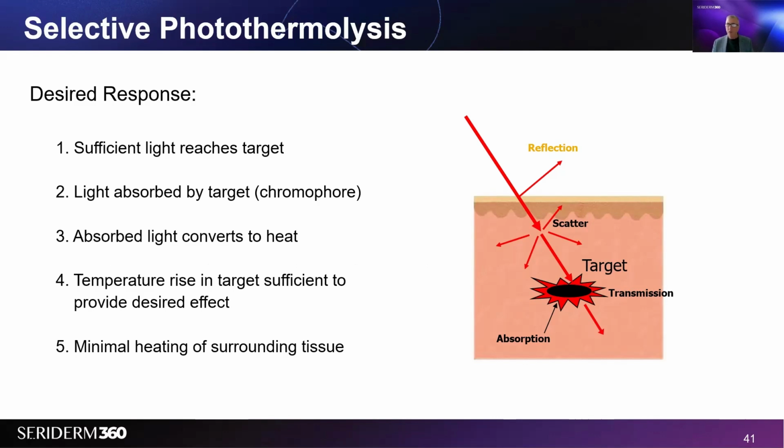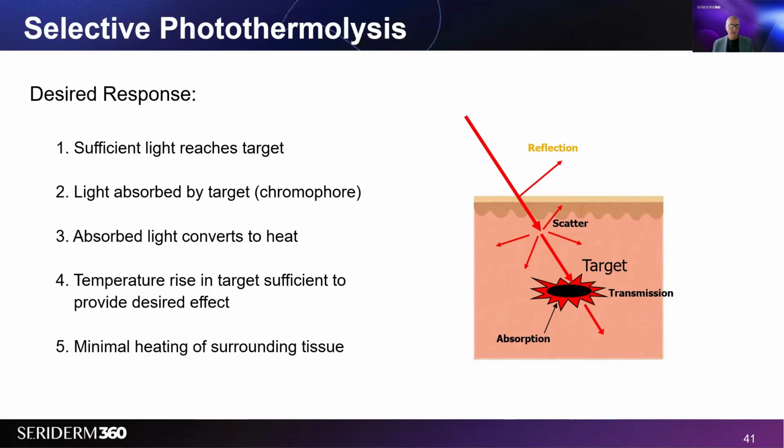Equally, if we're looking at destroying a blood vessel, then we want to destroy the wall of the vessel, but that's invisible to light. So our target chromophore becomes the blood in the center of that vessel. So we heat up the blood to a certain temperature to create the effect that we're looking for.